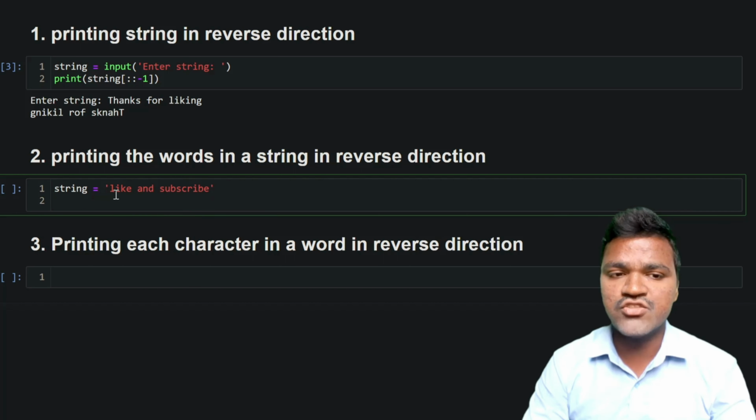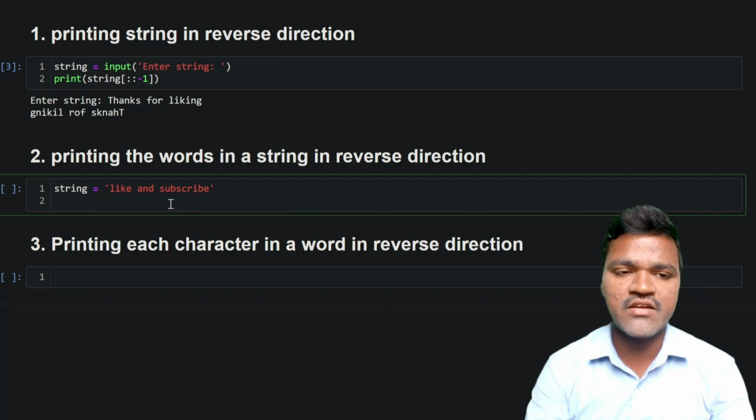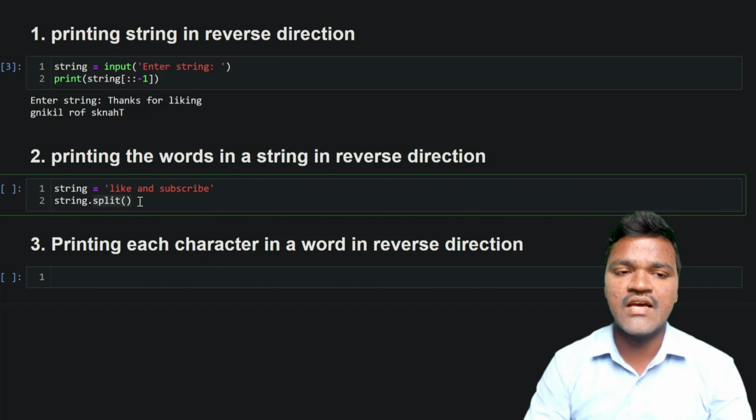into three parts, right? We have this particular delimiter, which is space. Based on this space, we need to split this string. For that reason, we have a method which is split. By using that split method, we are able to split it. So I'm using string dot split. By simply calling this split method, we can get the split result of "like and subscribe" as a list, right?